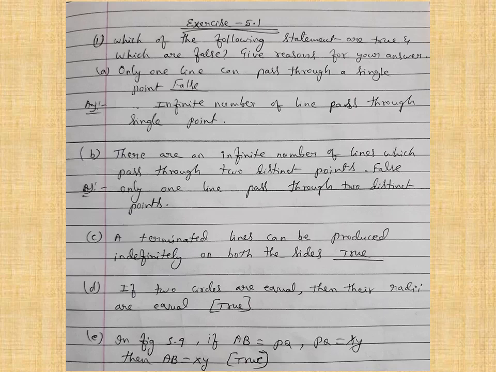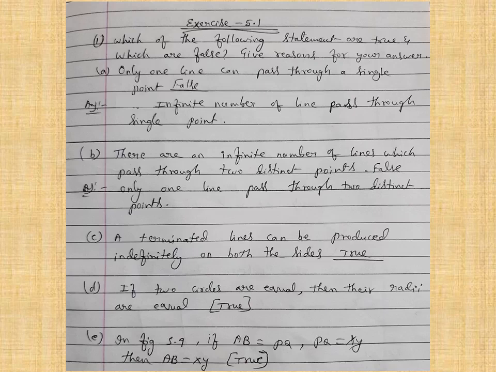Which of the following statements are true and which are false? Give reason for your answer. First one is only one line can pass through a single point. Suppose if x is a point, then if I ask many children to move on that line, many lines can pass through that point. So this statement is false.